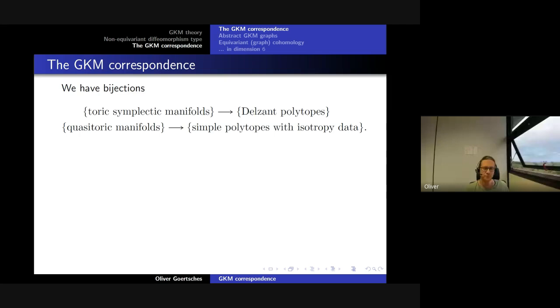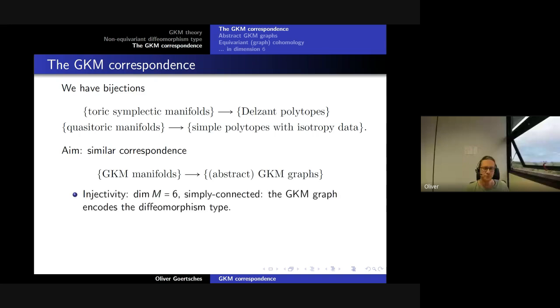And the aim would be to have something similar: you have GKM manifolds and you associate to them their graph, the GKM graph, and maybe this gives some bijective correspondence under some assumptions. Okay, so we can ask about injectivity and surjectivity separately. What we just saw is that in dimension 6, for a simply connected manifold, the GKM graph encodes the diffeomorphism type. So this is some sort of injectivity here.